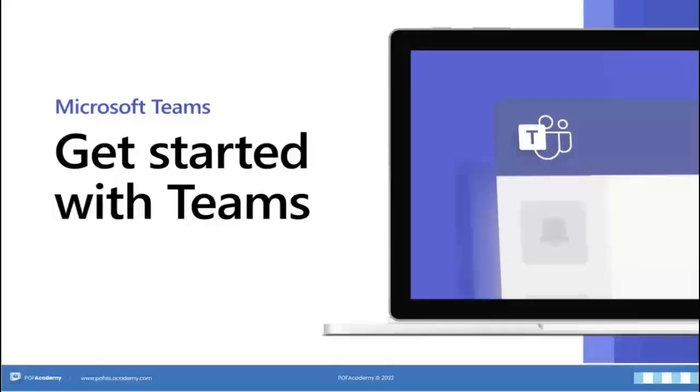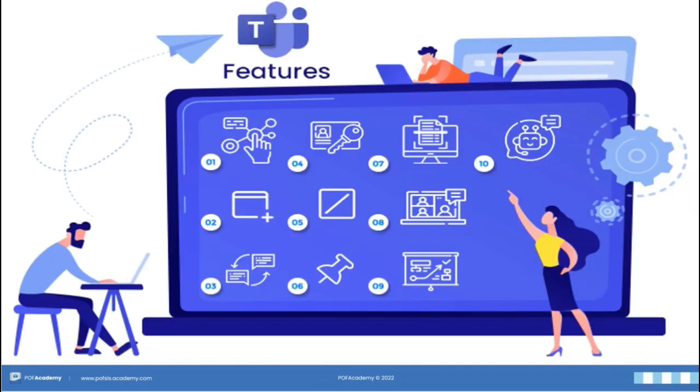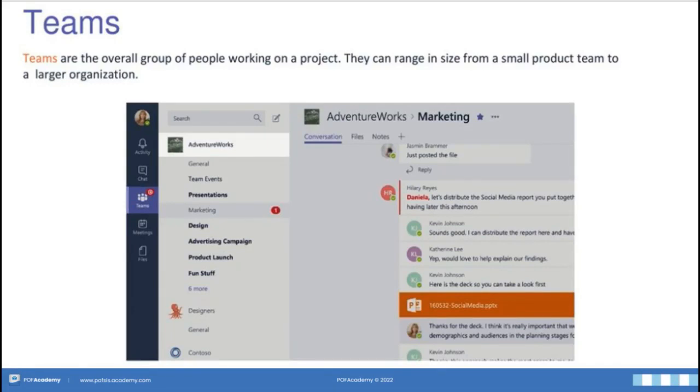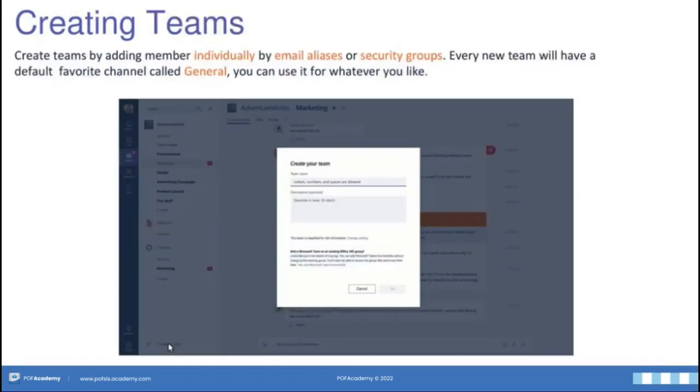The second communication tool that we are going to use is Microsoft Teams. Here are some features of this application. The first feature of Microsoft Teams is the Teams tab, where a group of people is working on a project that can range from a small product team to a large organization.